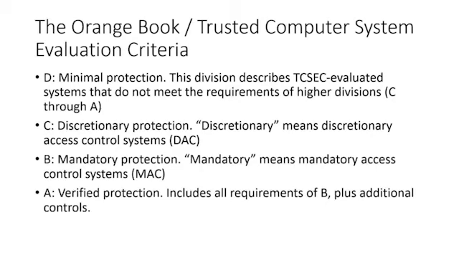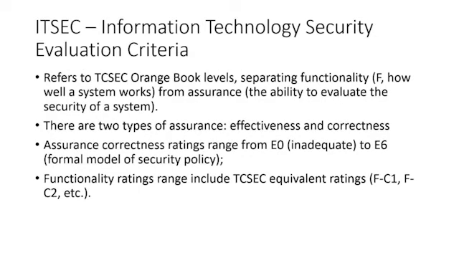That includes all the requirements of B, plus it has some additional controls in there, and they call it the Orange Book because it is actually a book that's orange, a set of documentation there that defines a lot more than what we have here. But again, I just wanted to highlight these because you should already have some experience with this material on the Orange Book.